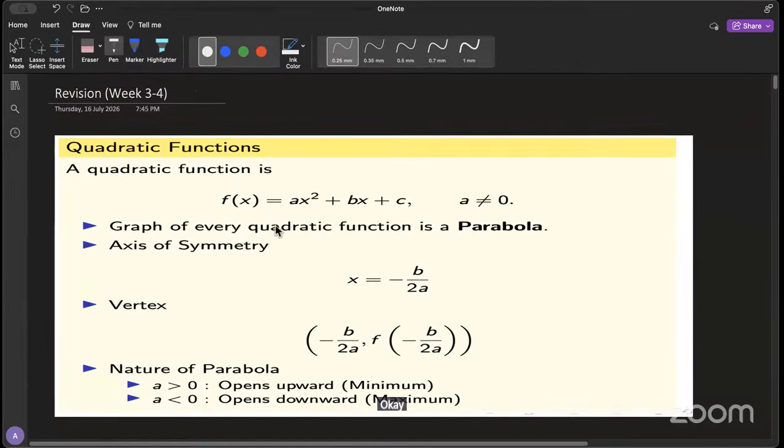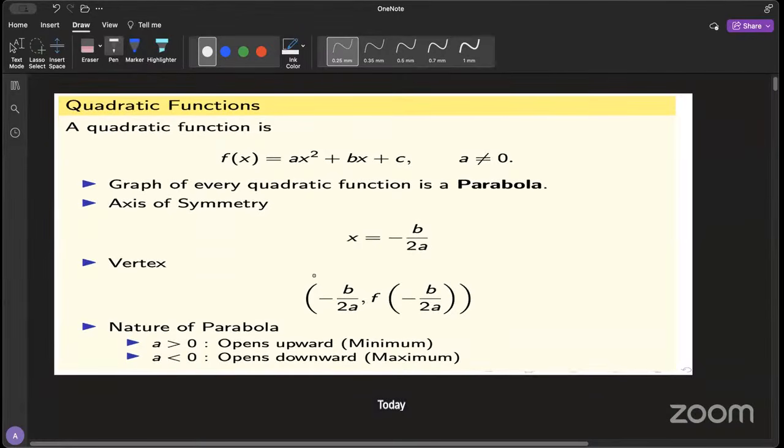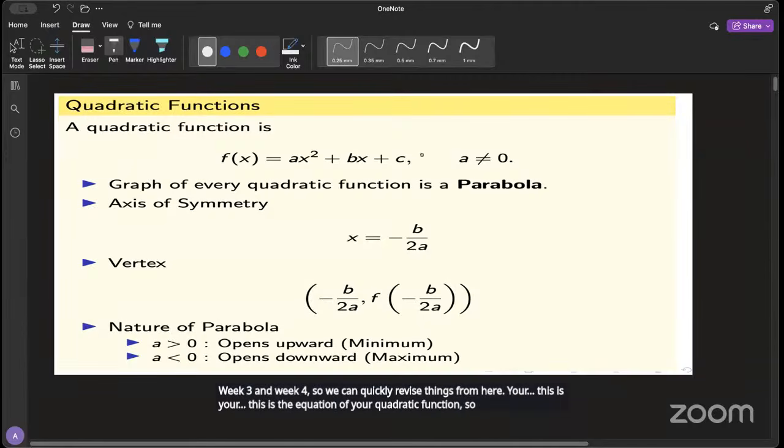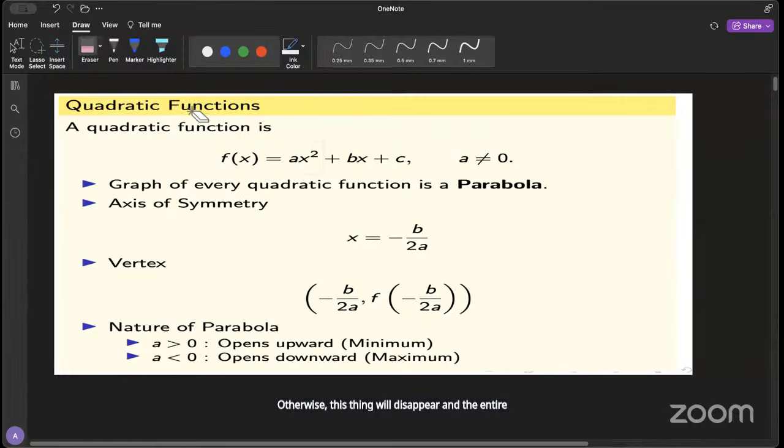Okay. So today we have the slides for week 3 and week 4, so we can quickly revise things from here. This is the equation of your quadratic function. So your quadratic function is supposed to look like this, where a should not be 0, otherwise it will become linear, right? Otherwise this thing will disappear and the entire thing will become a linear function instead.